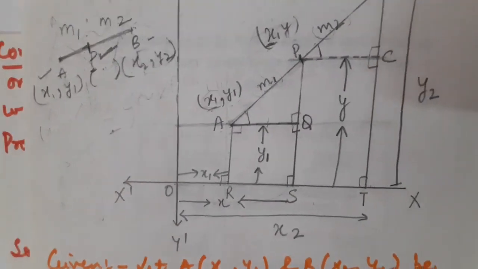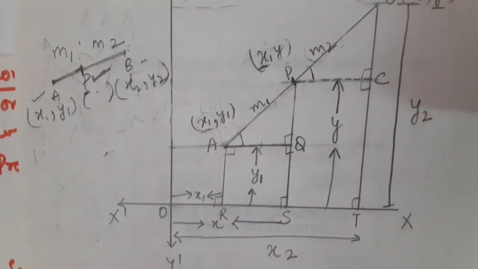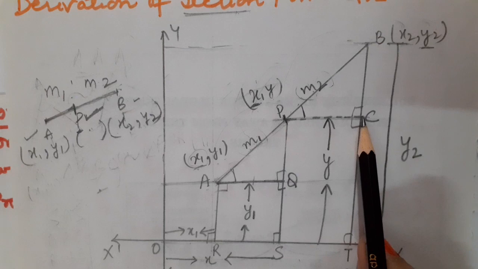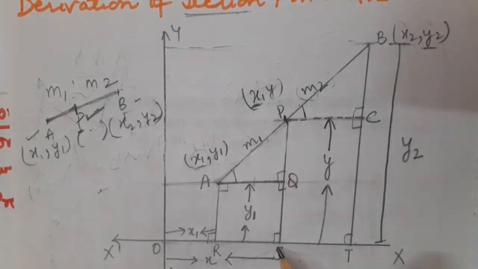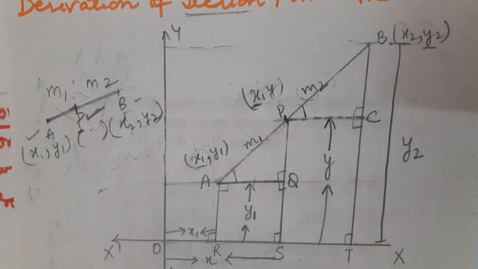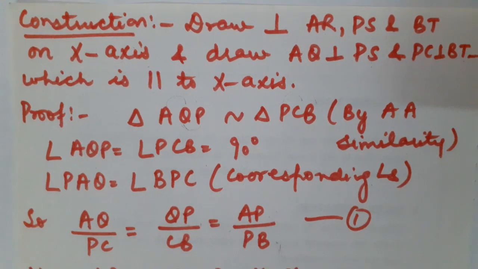Look, these are those very perpendiculars, AR, PS and BT. They are perpendicular on the x-axis. And this AQ as well as PC: AQ is perpendicular on PS, you can see here, and PC is perpendicular on BT. Correct, students? So this was all about the construction. Now let us switch to the proof.